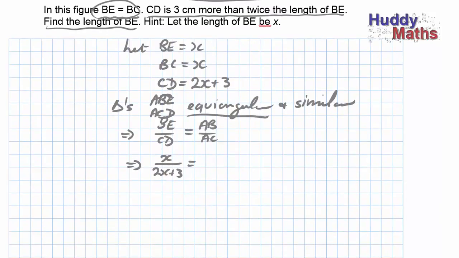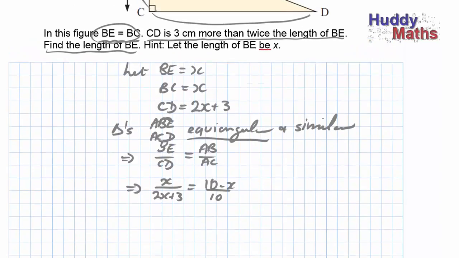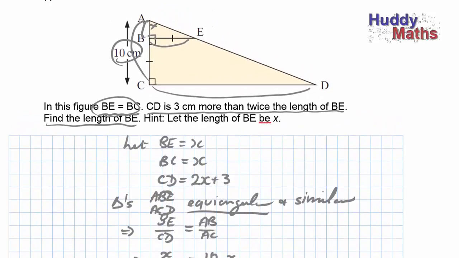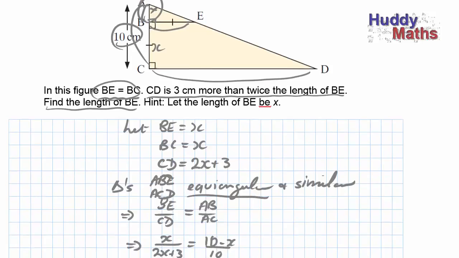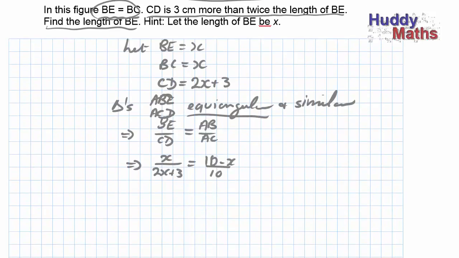So AC is 10, and AB is 10 take x. Let's just go back and check that now. So AC was 10, and AB therefore is 10 because this was an x, so 10 take x. So that's a little bit of a trick there to get those.